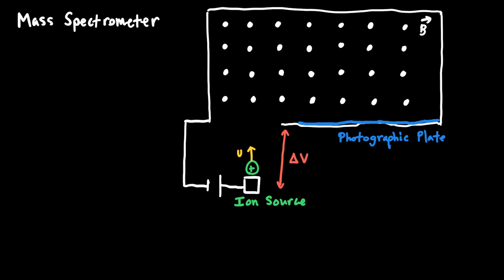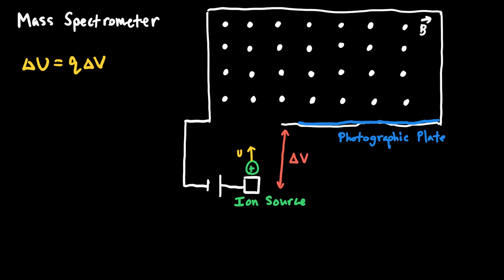If we then apply a potential difference, delta V, between the ion source and the region where the magnetic field is, then as the ions travel from the ion source to the magnetic field, there will be a loss in potential energy, right? There will be a decrease in potential, and so those positive charges are losing potential energy. And the way that I can express that loss of potential energy is through the equation delta U equals Q, the charge, times delta V, the potential difference that I've drawn in red.